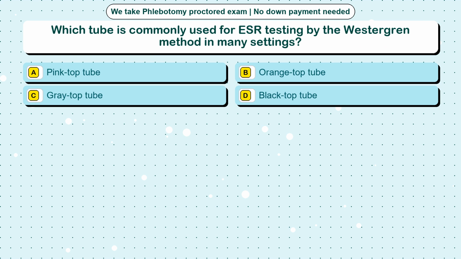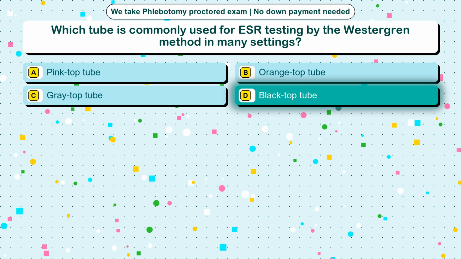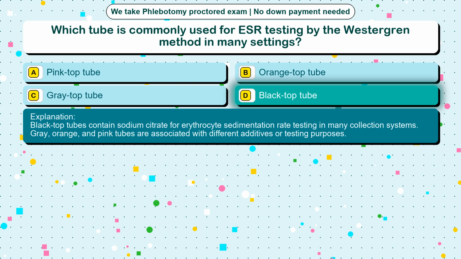Question 30. Which tube is commonly used for ESR testing by the Westergren method in many settings? Option A, pink top tube. Option B, orange top tube. Option C, gray top tube. Option D, black top tube. The correct answer is option D, black top tube. Black top tubes contain sodium citrate for erythrocyte sedimentation rate testing in many collection systems. Gray, orange, and pink tubes are associated with different additives or testing purposes.